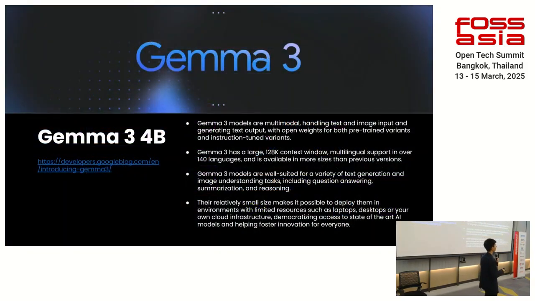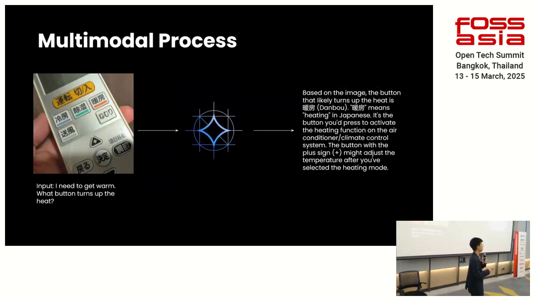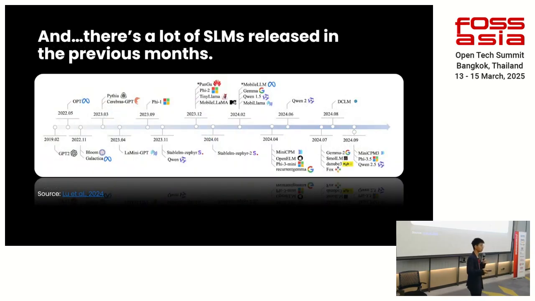So lately, 4 days ago, Google DeepMind released Gemma 3 in 4 billion parameters, and it supports over 140 languages. And it's really brilliant so far. It was built from the big model and distilled into a smaller model. You can see the multimodal process and you can use it within Ollama. You can input an image and let Gemma analyze it and turn it into text. And we also have a lot of small language models that were released in previous months.